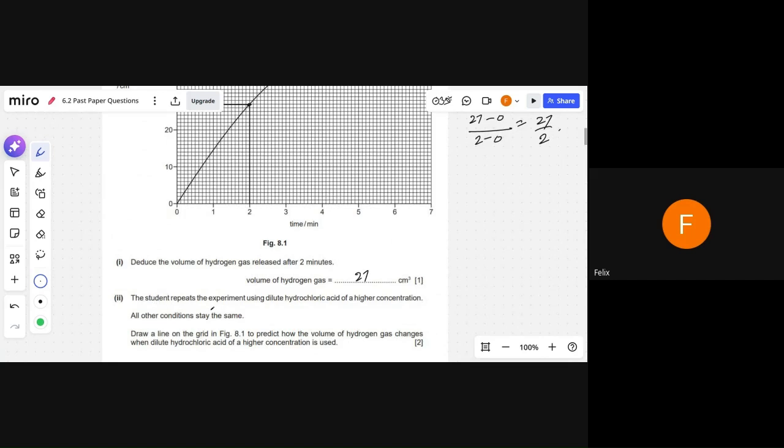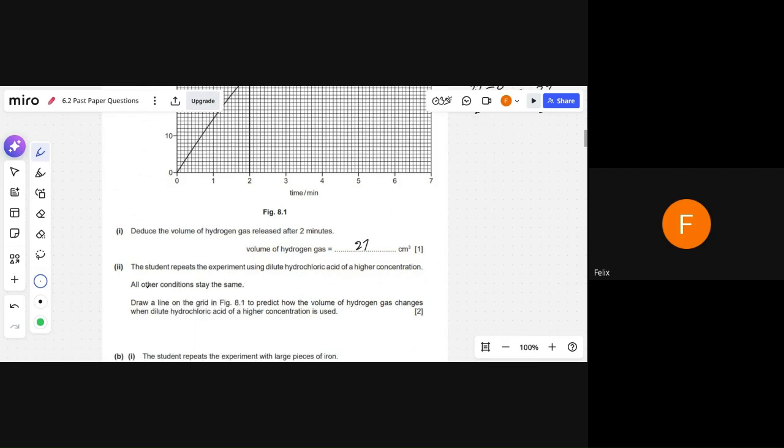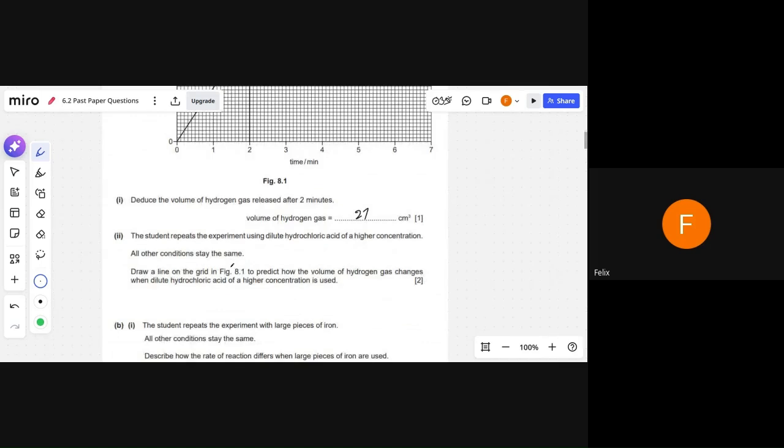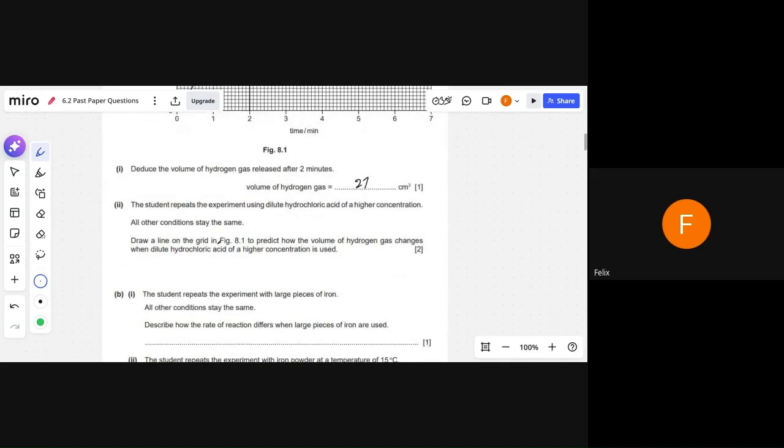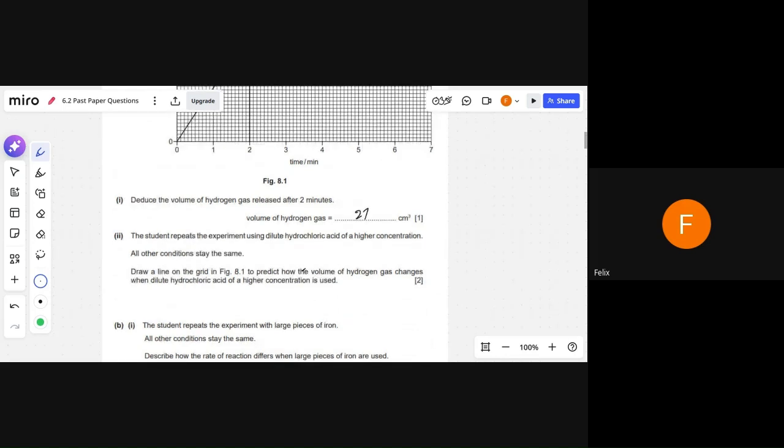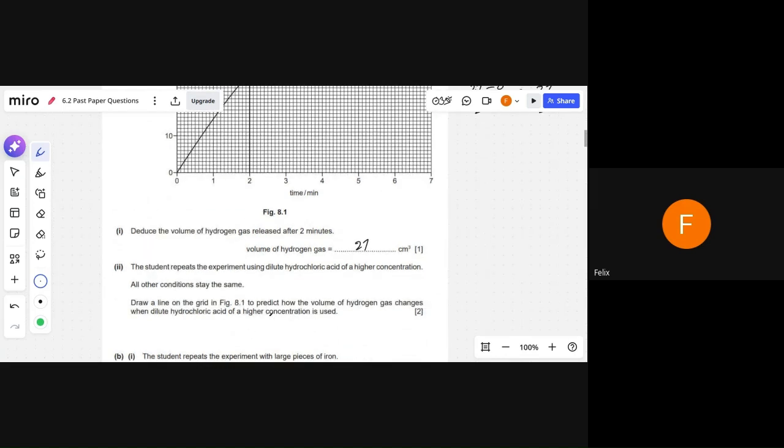And the student repeats the experiment using dilute hydrochloric acid of a higher concentration. All other conditions stay the same. Draw a line on the grid in figure 8.1 to predict how the volume of hydrogen gas changes when dilute hydrochloric acid of a higher concentration is used, right?